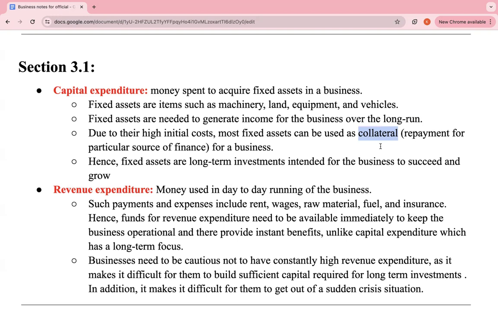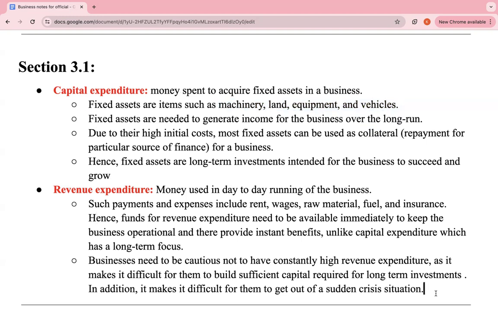The fixed assets have a high value. Or instead, maybe the business can end up selling its fixed assets and paying back its loan. So this is one of the ways that they can be used as collateral. Hence, fixed assets are long-term investments intended for the business to succeed and grow because the business cannot succeed without machinery, land, equipment, and vehicles. Especially machinery, if it sells products like goods instead of services. Land, it may need somewhere to generate and create these products. So now we've finished with capital expenditure.